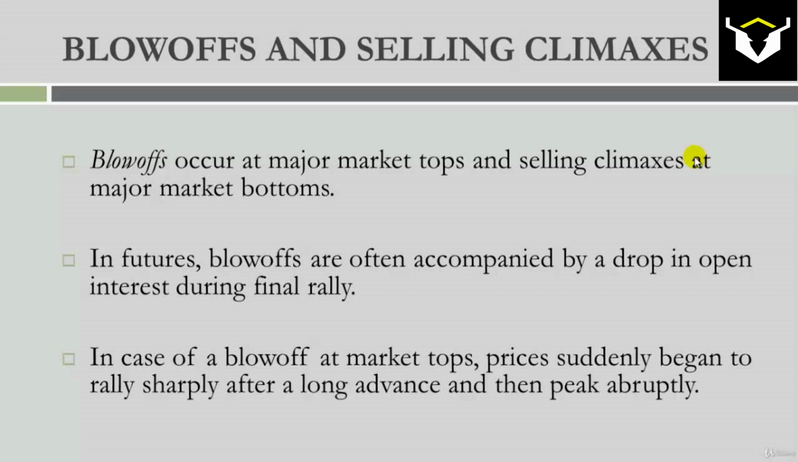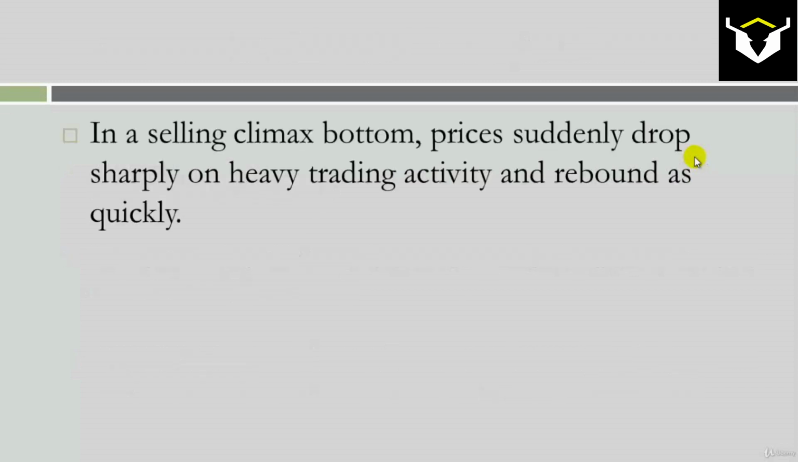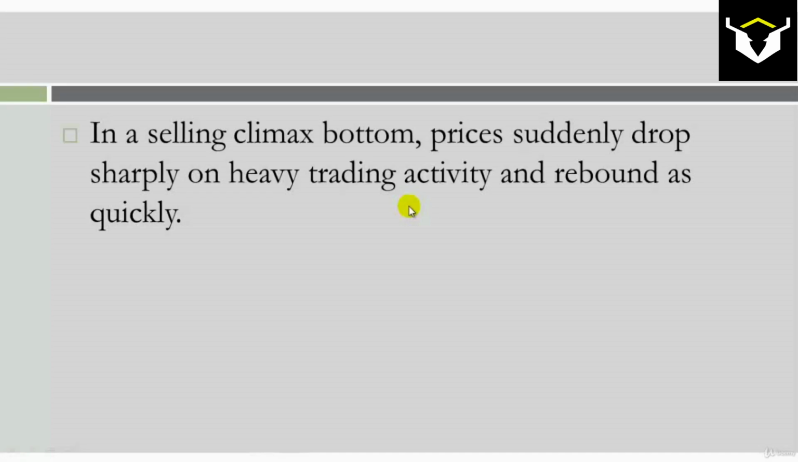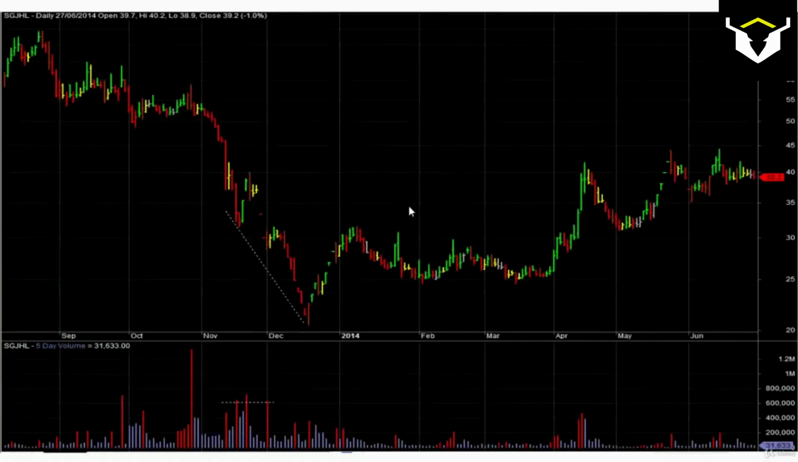then peak abruptly. As we saw here, prices peaked abruptly and then came down falling straight away. In case of selling climax, prices suddenly drop sharply on heavy trading activity and rebound as quickly. So it happened here, prices came down falling and then they rebounded as quickly.